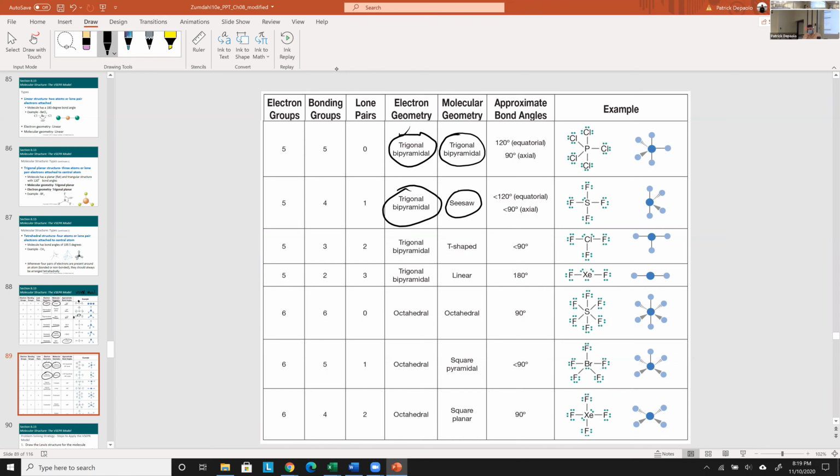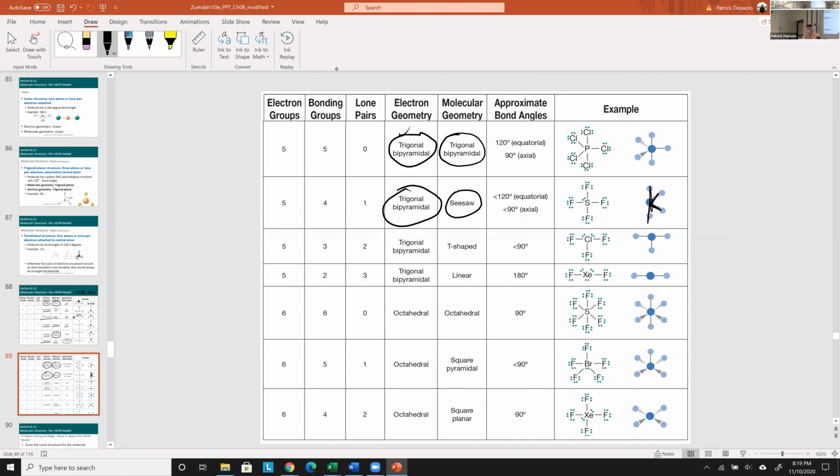Now, honestly, this one should be lower on your priority list to know because it doesn't come up often, but it still is a thing, seesaw. And you can see over here 3-dimensionally how it's arranged like a seesaw. It's basically linear and bent put together. These 2 are linear from each other, but the other ones are kind of bent on an angle. So it kind of makes a seesaw. Very scientific names, I know.